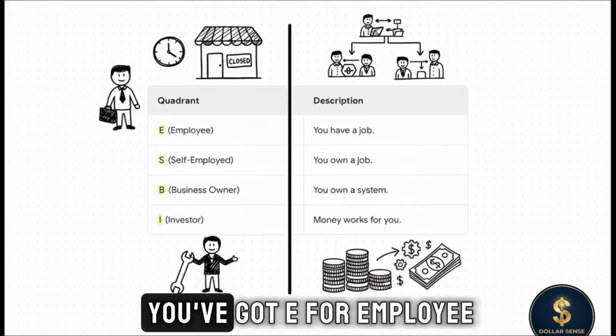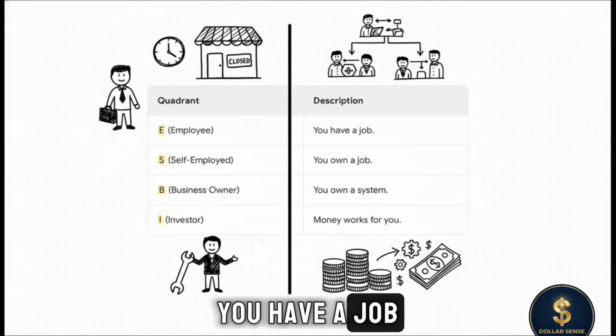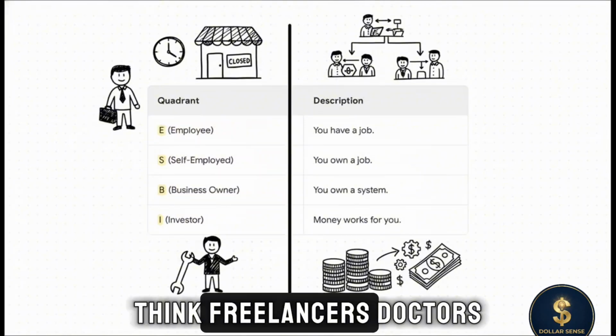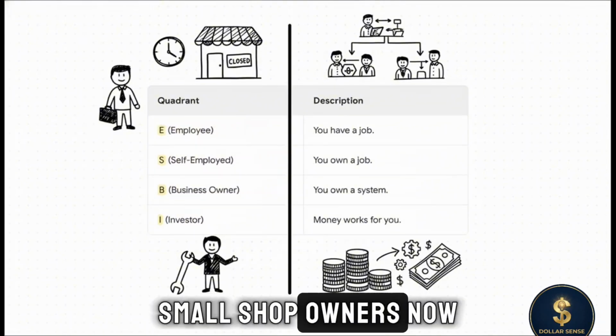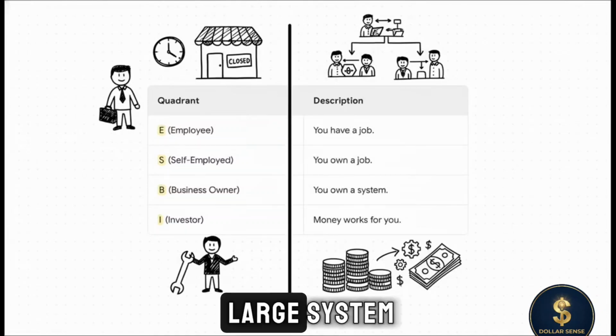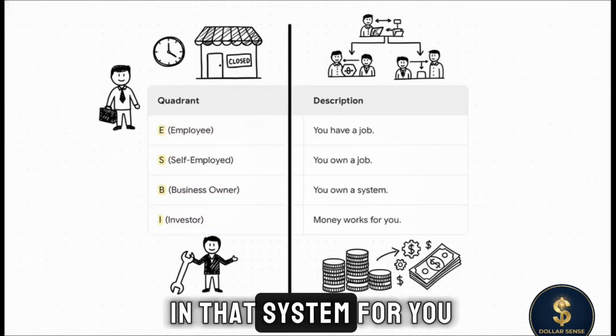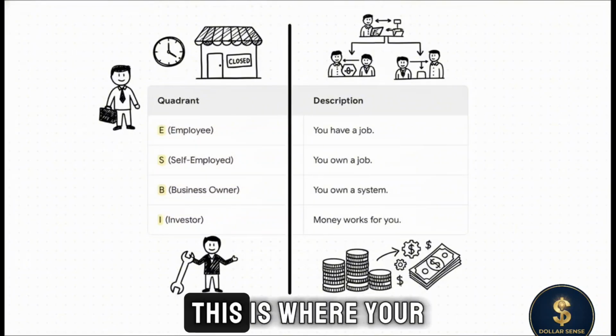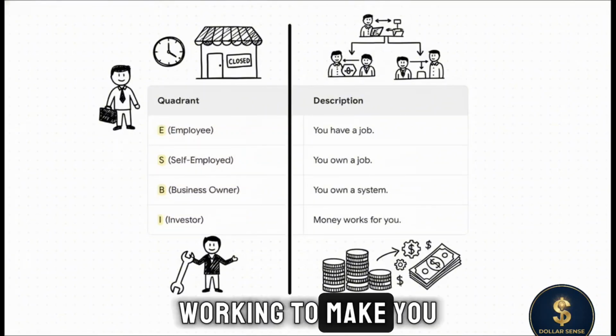On the top left, you've got E for employee. You have a job. Simple enough. Below that, S for self-employed. This is where you own your job. Think freelancers, doctors, small shop owners. Now, over on the right side, B is for business owner. You own a large system and other people work in that system for you. And finally, the I quadrant is for investor. This is where your money itself is working to make you more money.